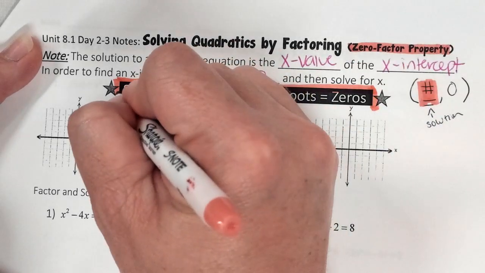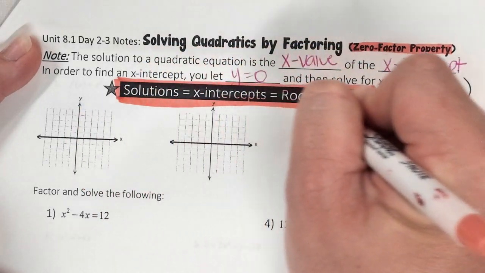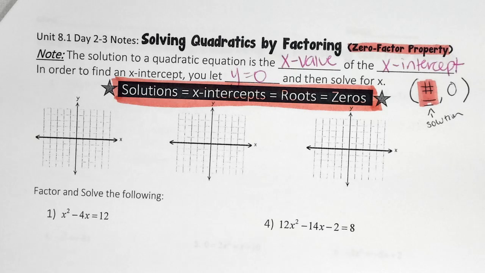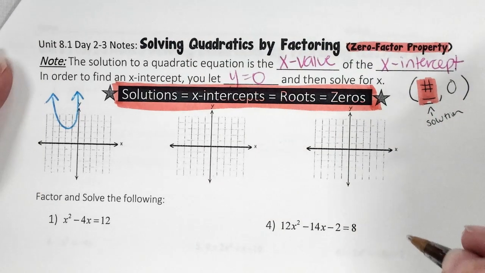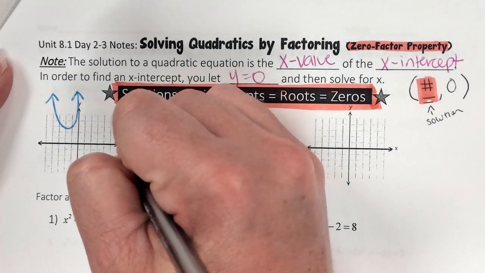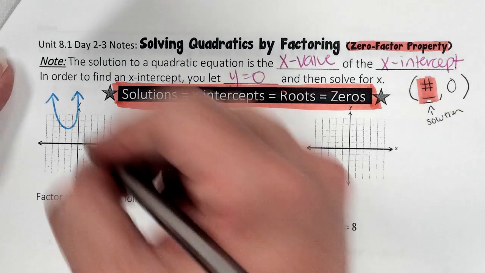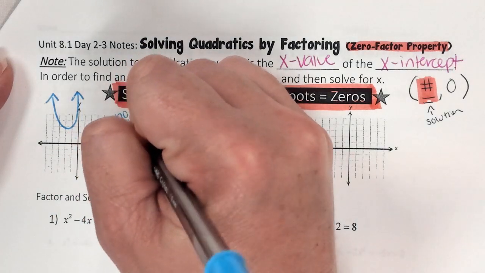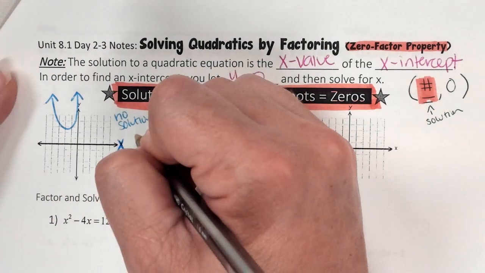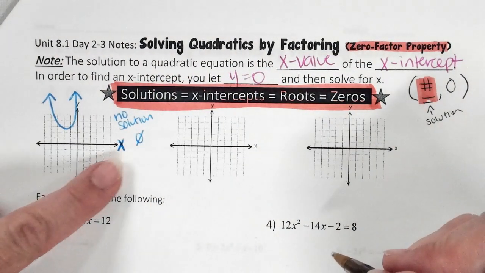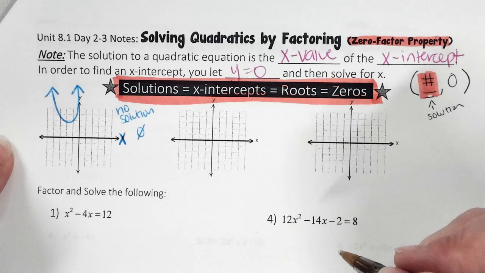Okay, so knowing that, we're going to talk about how many solutions are possible. So if you have a graph that looks like this, how many solutions is that? Remember, your solutions are where it touches the x-axis. 0. There are no solutions. Don't say 0, because 0 is a number and that's telling me it touches at the origin, right? So this is no solution. It never touches the x-axis. Are we okay with that?